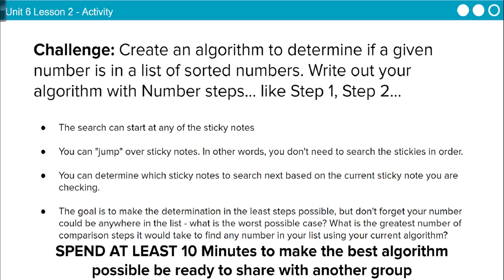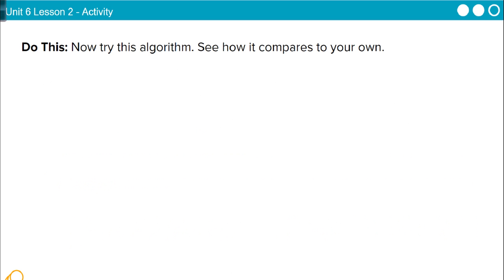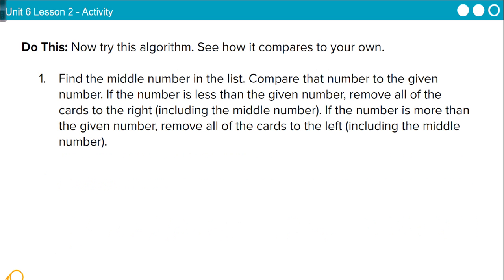If it was the last number in the list and you said to start on the first one and check, then that would be the worst possible case, 7 steps. So what's the greatest number of comparison steps it would take to find any number in your list using your current algorithm? So I asked you to take 10 minutes to try this. Then share and compare. Now, this is the one that we would recommend.